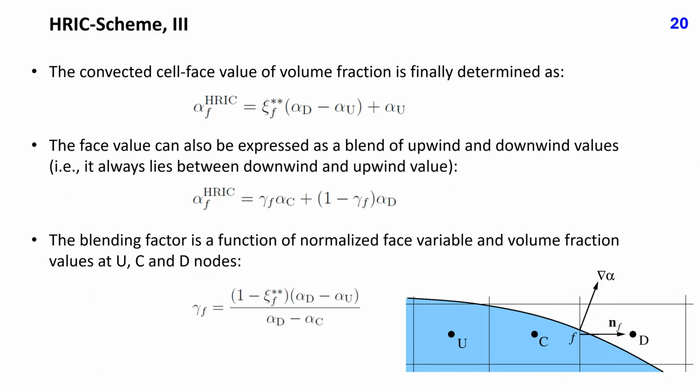The convected cell face value of the volume fraction is finally determined from this expression. The face value can also be expressed as a blend of upwind and downwind values because it always lies between them, as expected of a bounded scheme. The blending factor can be obtained from the above expression. It is a function of the normalized face variable and volume fractions at U, C, and D nodes, given by this expression.